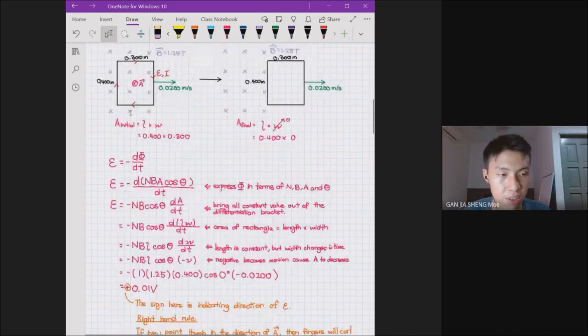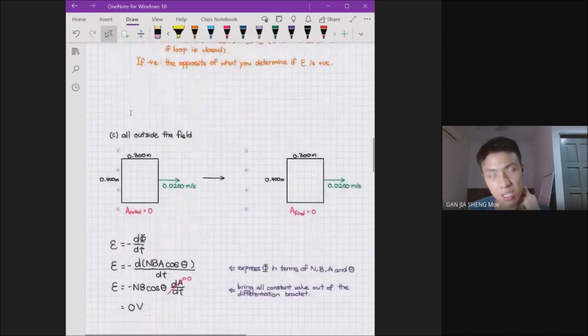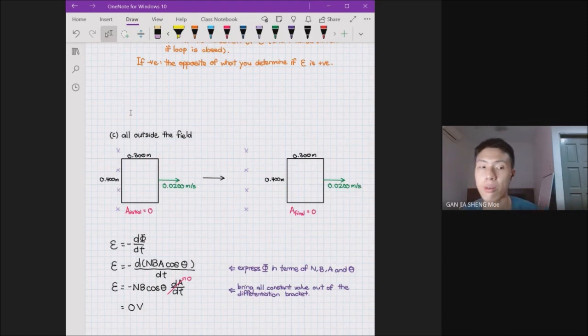So that's it for this question. This is a question on how you change the area to change the magnetic flux. You change the area by bringing the area out from the magnetic field or bringing it into the magnetic field. Either way, you experience a change in the area that experiences the magnetic field. That is the reason behind the change in magnetic flux that causes your induced EMF.